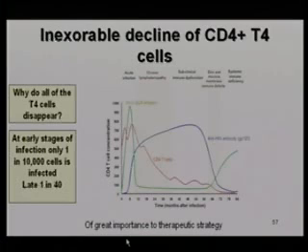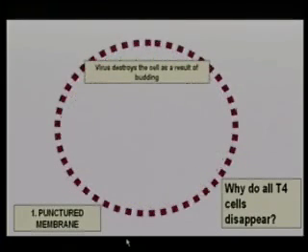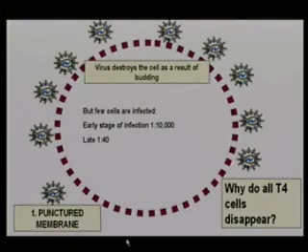So why do all these T4 cells disappear over the 10 years or so the patient has left if not treated? Well, there are some reasons why. First of all, those cells that are infected just burst. They get lysed by the virus. Millions and millions of viral particles per infected cell get produced, and the cell just dies. So that's one reason. But most of the cells aren't actually infected, so that's not the whole answer to why the CD4 cells go away.